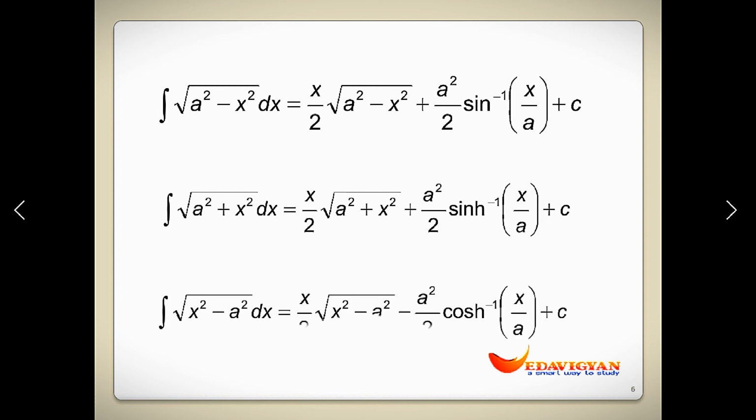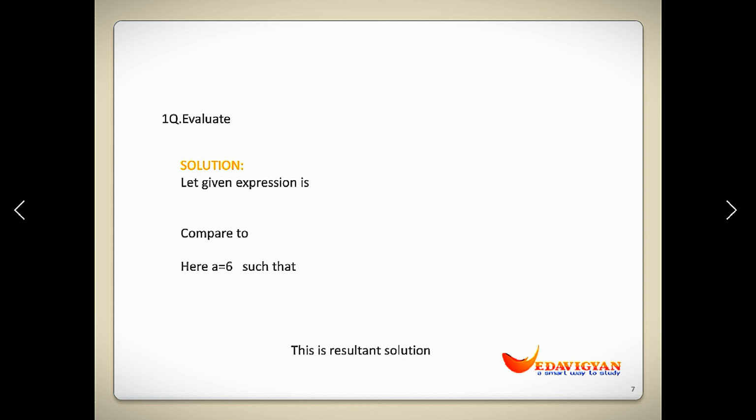Look at the ninth formula, which is the last standard form. The integral of square root of x square minus a square dx is equal to x by 2 square root of x square minus a square minus a square by 2 cos h inverse x by a. Right, that is the list of formulas.